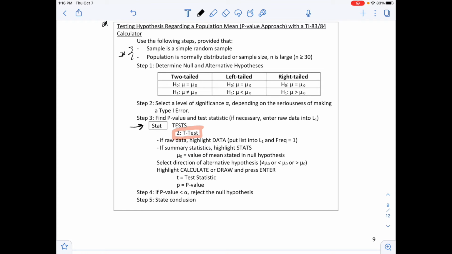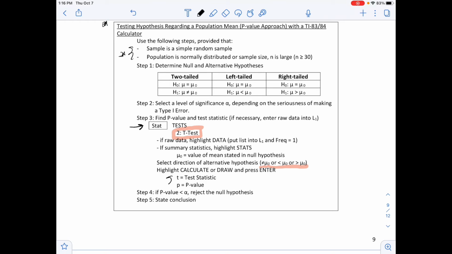If raw data is given, highlight data and put the list into L1 and frequency set to 1. And then if summary statistics are given, highlight stats. Mu naught is going to be the value of the mean stated in the null hypothesis. And then you need to select the direction for your alternative hypothesis. It's either not equal to, less than, or greater than that value of mu naught. Highlight calculate, draw, and press enter.